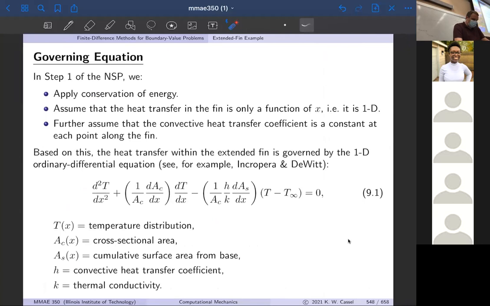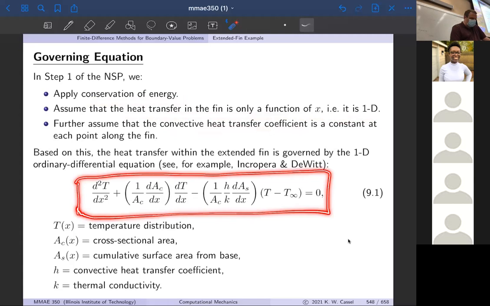But anyway, that's what we're going to do. All right, so conservation of energy. Heat transfer is only a function of x, so one-dimensional, and the convective heat transfer coefficient is a constant. When you do all that, put all those ingredients into the bowl, stir it up and cook it, out comes this equation.